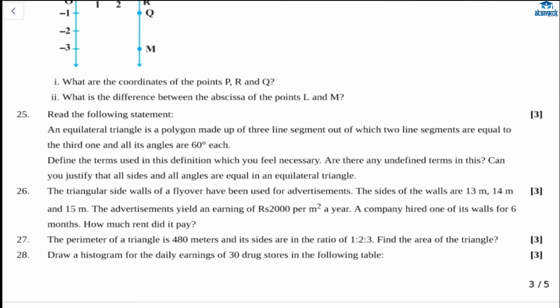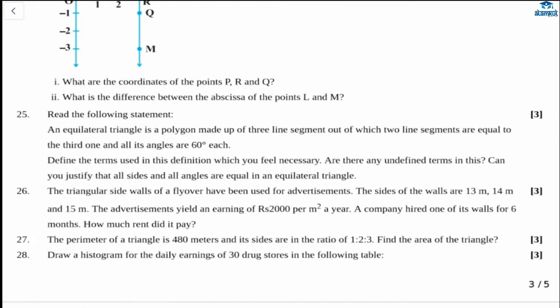2 line segments are equal to the third one. If the line segment AB is equal to AC, and it is also given that BC is equal to AC, so obviously all the 3 will be equal to each other, and if all the 3 are equal to each other, it is an equilateral triangle. Obviously it is also given in the question that all the 3 angles are 60 degrees, so it is going to be an equilateral triangle. Now you have to write this statement and explain.